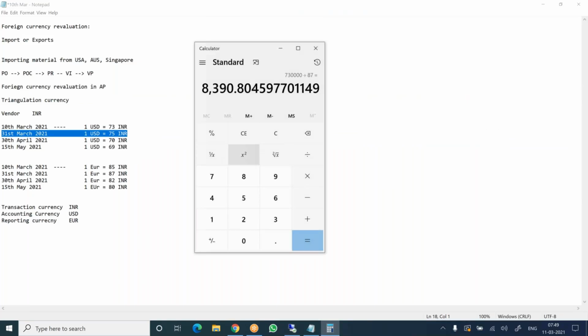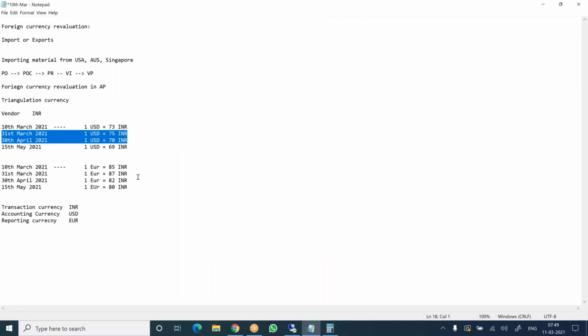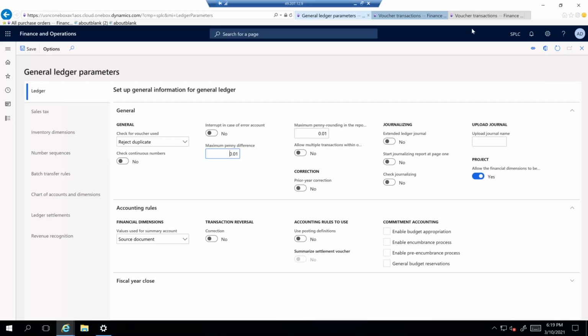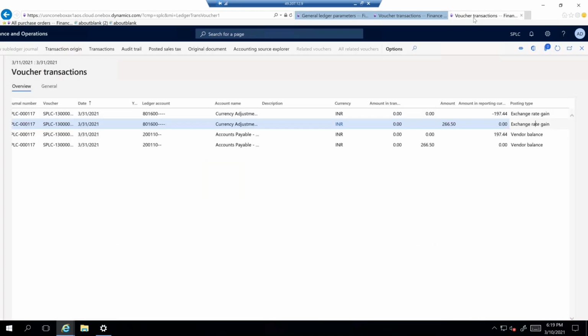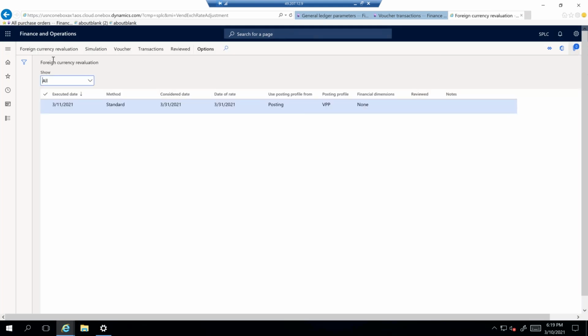Next month, suppose I will run this one. Every month I need to run this one. 30th of April, I will execute once again. 30th of April, Indian rupee is becoming strong. When compared with the original, Indian rupee is becoming strong. Now let me run this foreign currency revaluation once again on 30th of April.